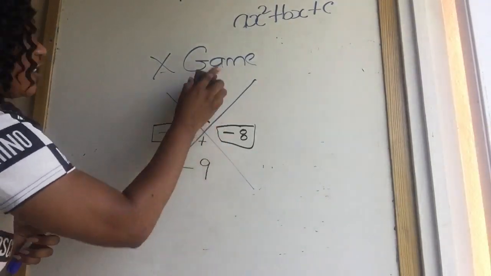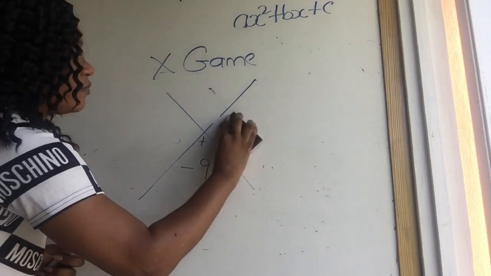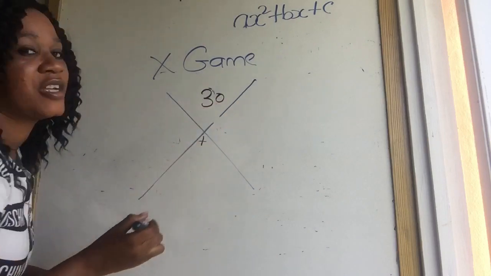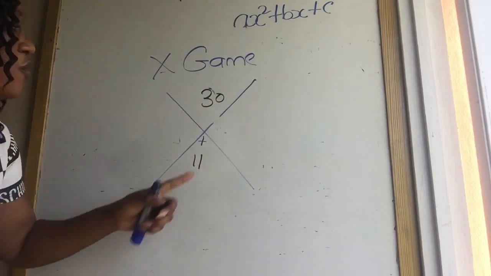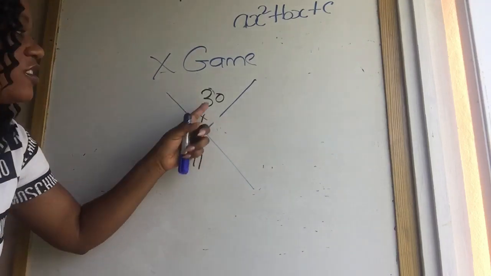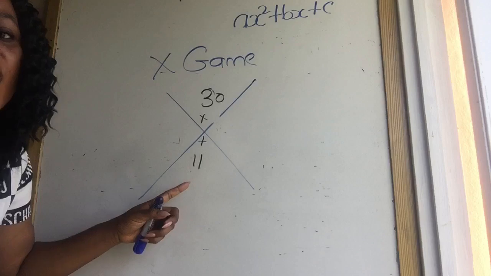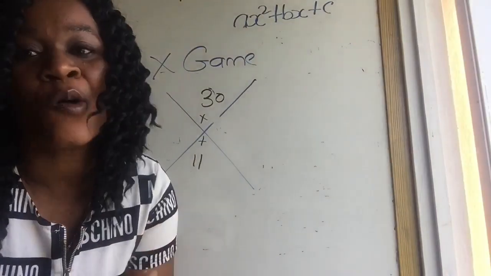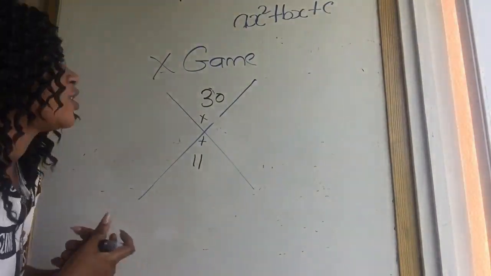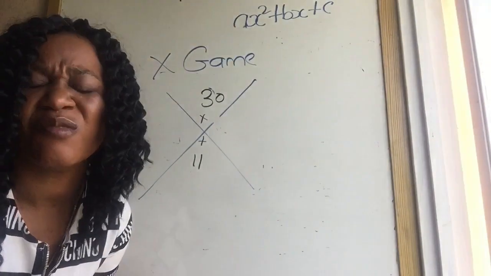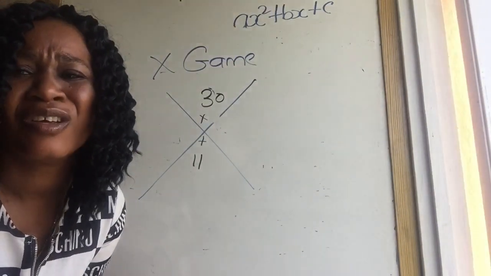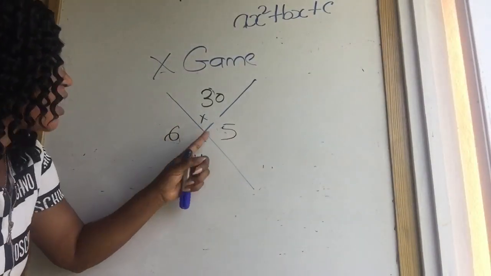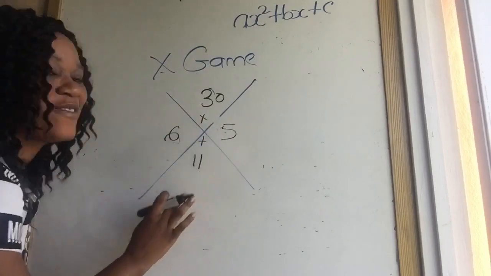So you can try the X game. Let's try another number. So we have 30 here and we have 11 here. We need two numbers. When you multiply them, you get 30, and when you add them, you get 11. So listen, 30 times 1, that's not going to work. You kill that, it comes out of the way automatically. But when you look at it, you say 15 times 2 is 30, but 15 plus 2 doesn't give 11. So you look for the other factors, which are 6 and 5. So 6 times 5 is 30, and 6 plus 5 is 11.